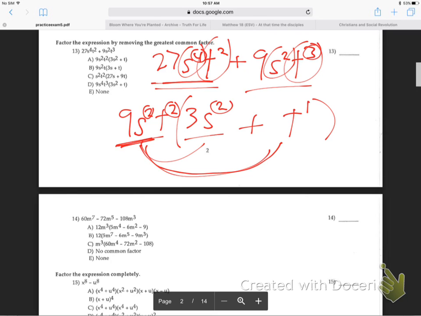It's got the rest of the stuff already. So there it is, 3s squared plus t. Is it A? A it is. Let's go on to 14.